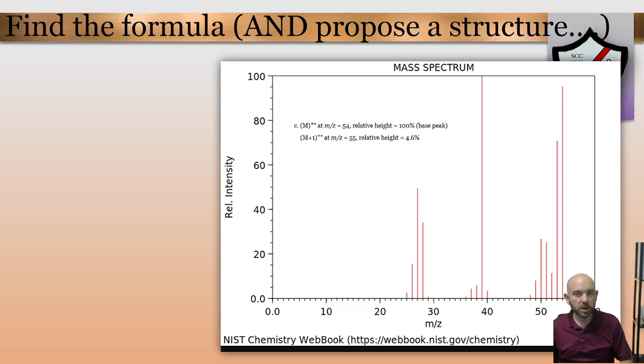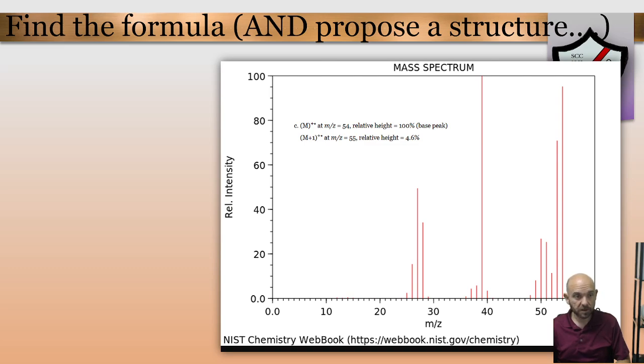So in another example here, we are again going to try to figure out the chemical formula of a compound given just this mass spectrum. And this time we're even going to try to propose a structure. So we start by looking at the mass of the molecular ion, and we're given the relevant information in a direct way. We're told that the molecular ion has a mass of 54, and it just happens to be the base peak in this particular spectrum.